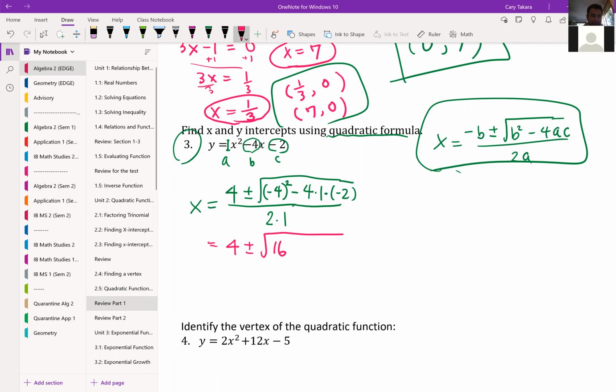And then I've suggested that for that next 4, you count it as a negative 4, and then you do negative 4 times 1 times negative 2. Negative 4 times 1 is still negative 4, and negative 4 times negative 2 is positive 16. So you have 16 plus 16, 32. That's it. Did you get square root of 32?